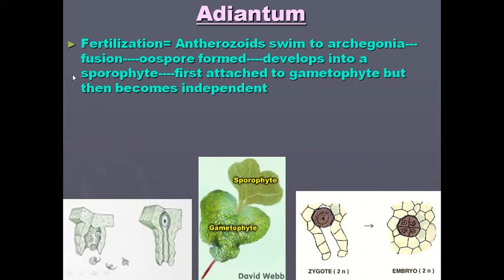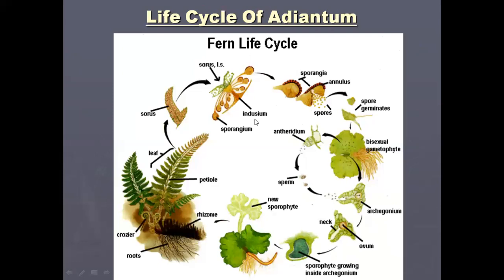Antherozoids swim to the archegonia, fusion takes place, and the zygote develops into a sporophyte, first attached to the gametophyte but then becoming independent. Life cycle of the fern generally. This is the sporophyte, 2n.